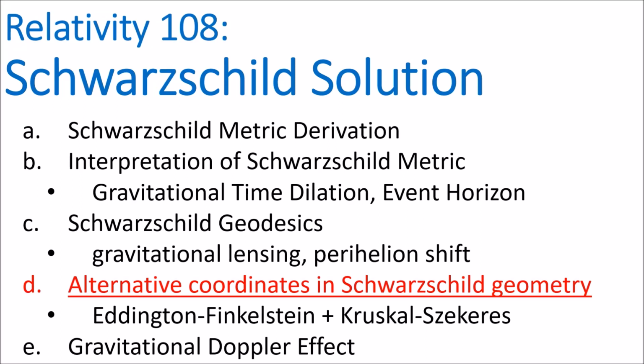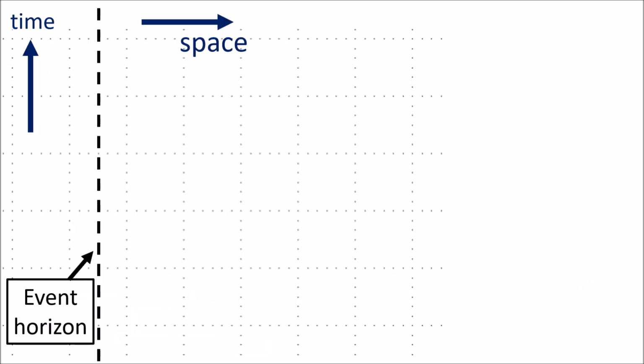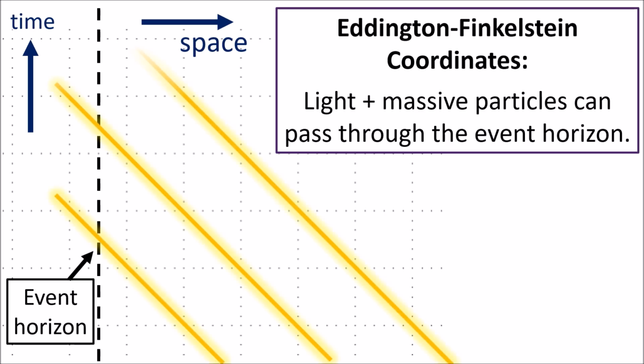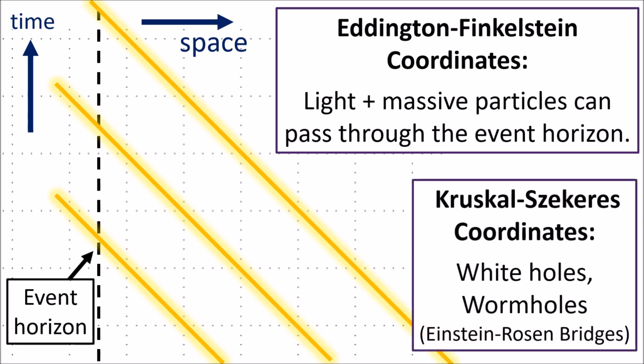In this video, we're going to cover some alternative coordinate systems for Schwarzschild black holes, called the Eddington-Finkelstein Coordinates and the Kruskal-Szekeres Coordinates. These coordinate systems make it clear that light and massive particles can indeed pass through the event horizon, and they also lead to some theoretical ideas like white holes and wormholes, also called Einstein-Rosen bridges.